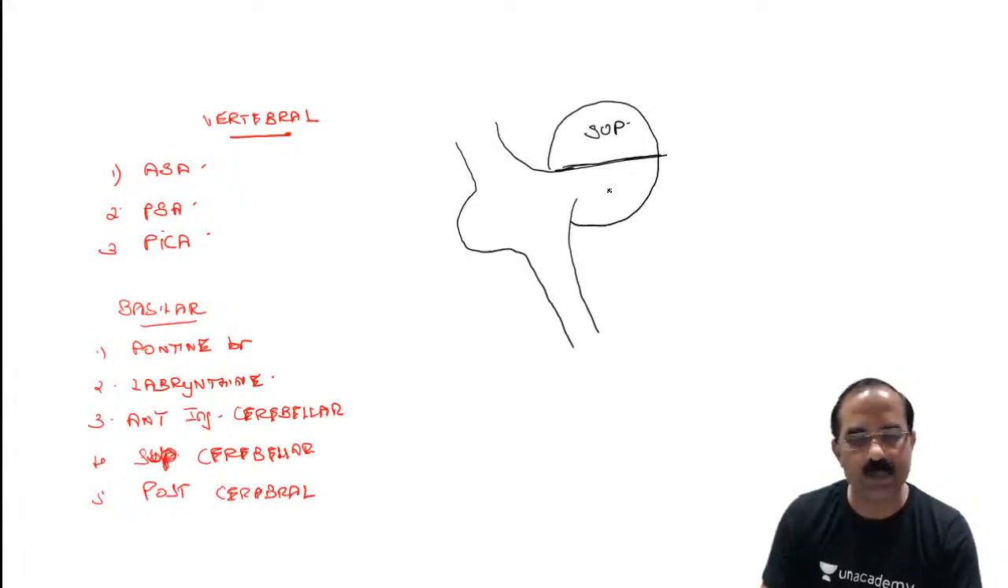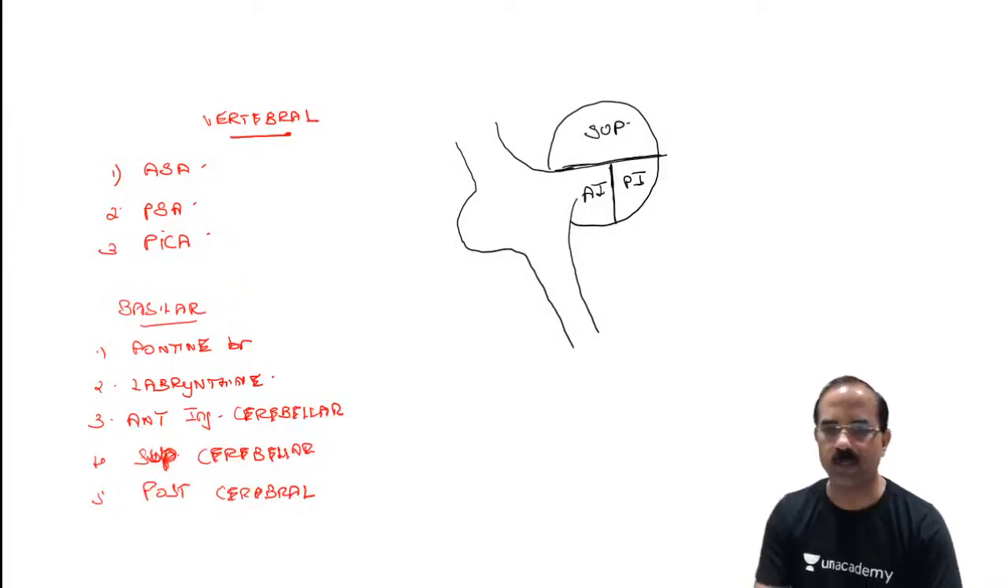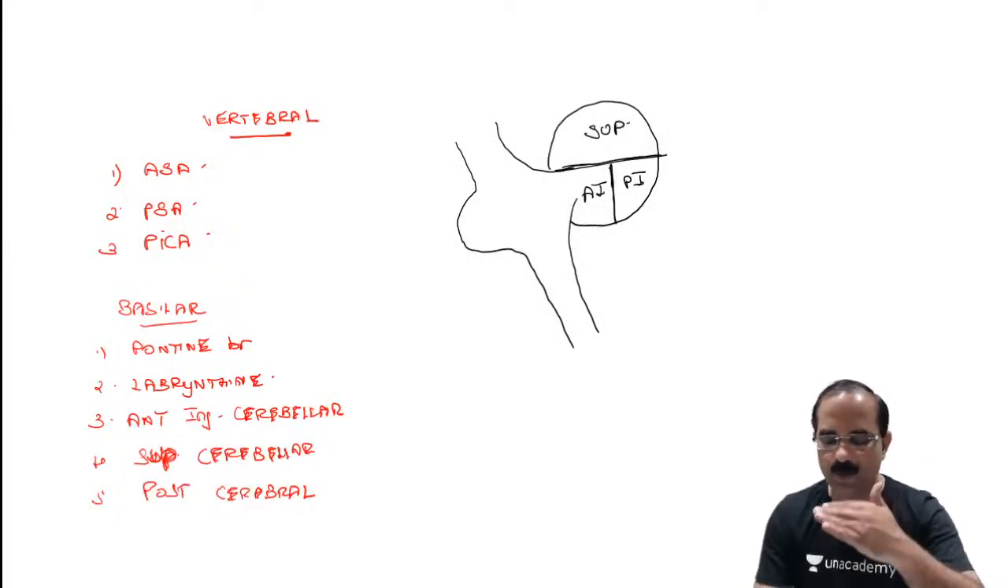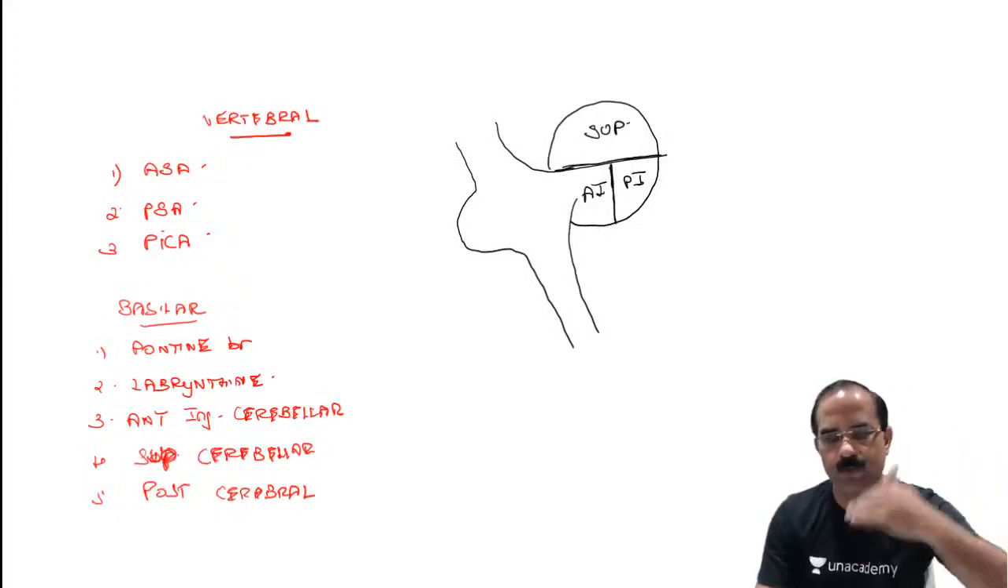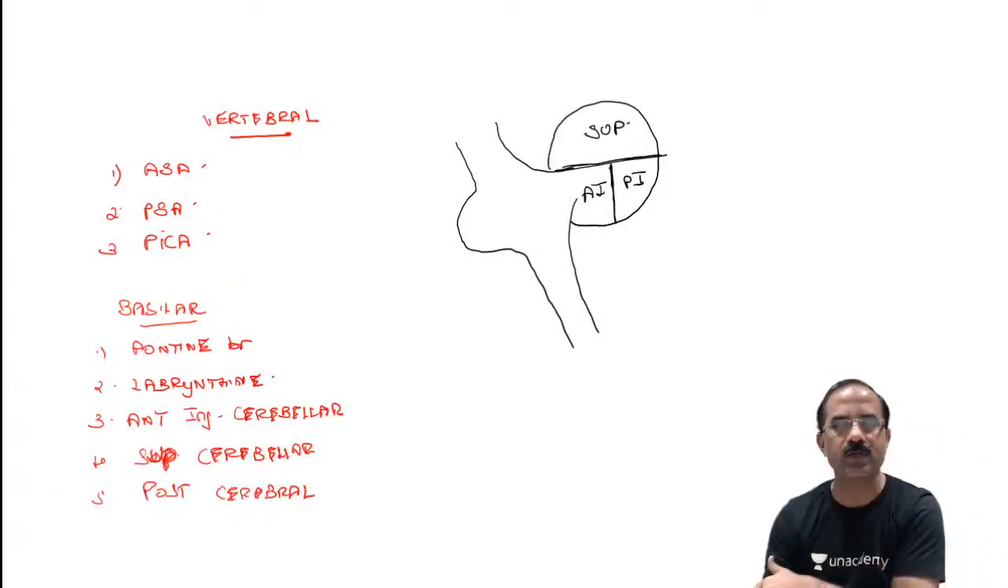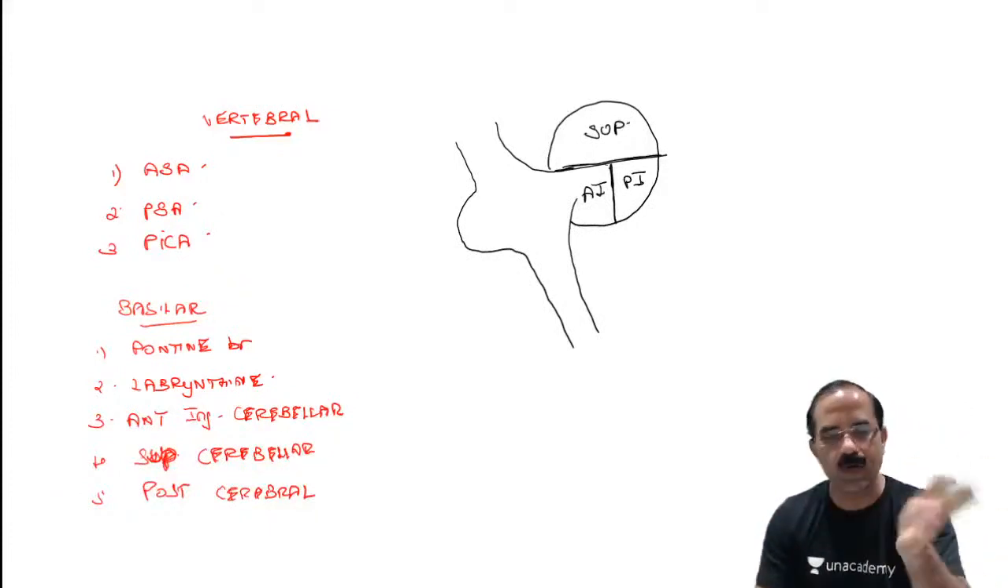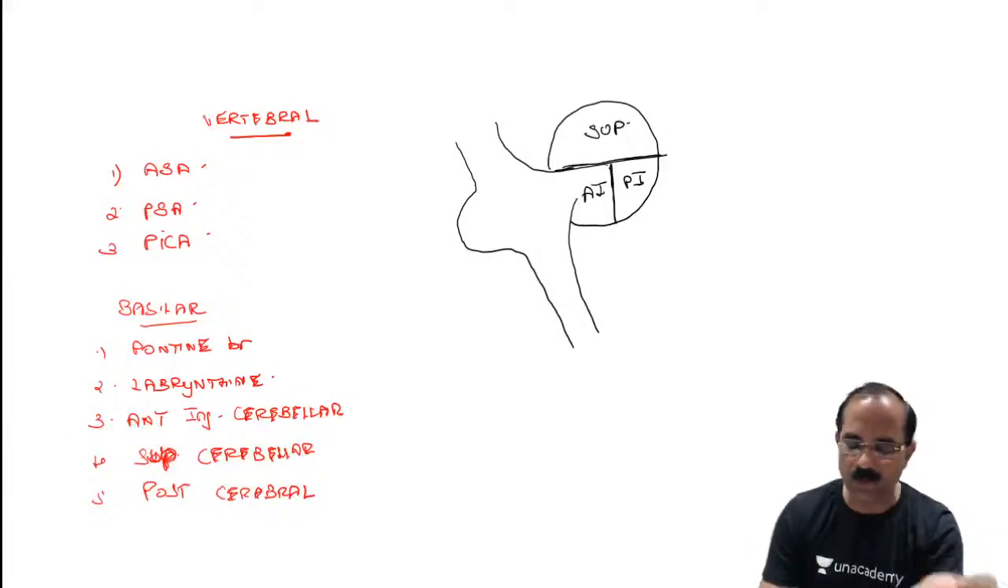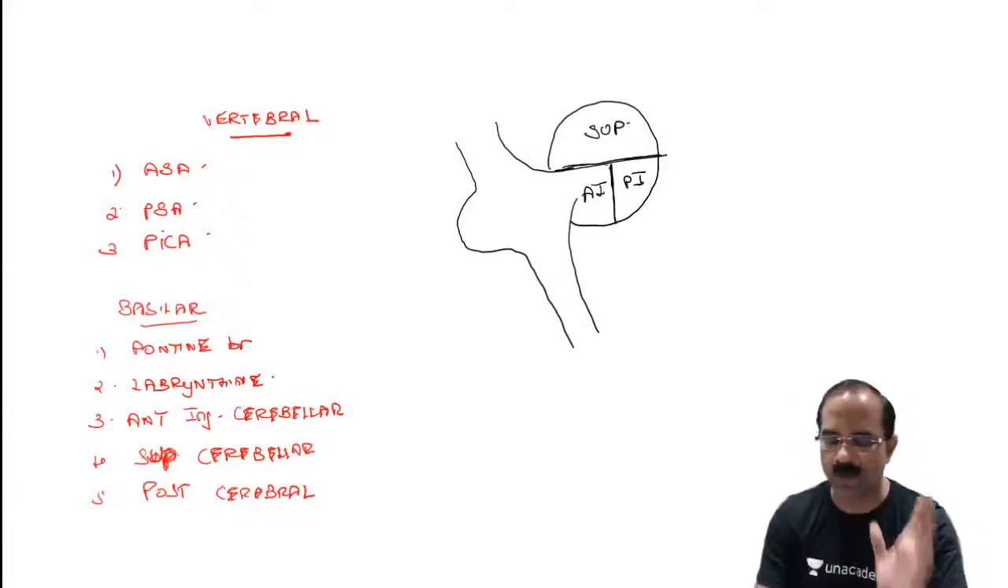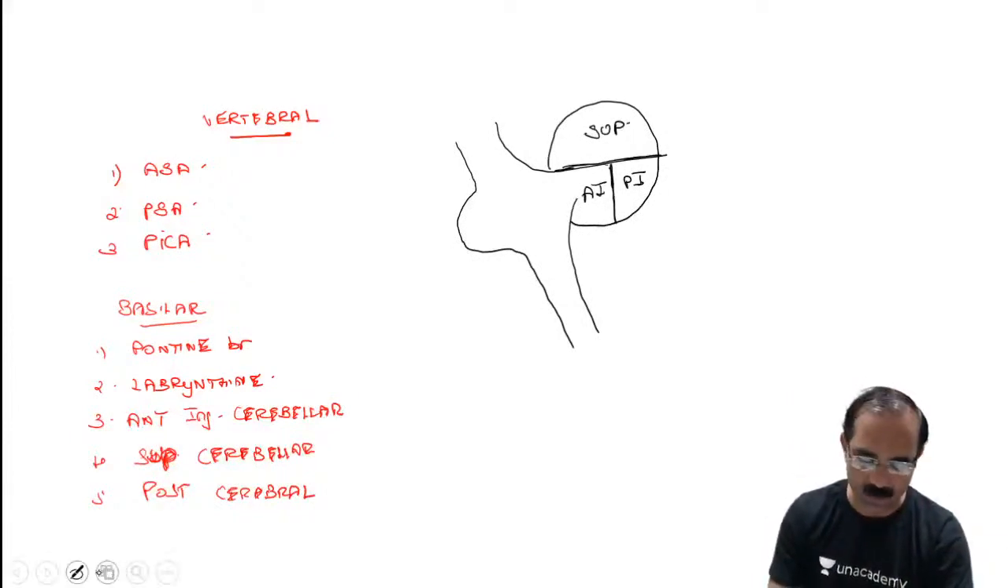What is this surface? Inferior. The inferior surface we divide into two halves. What is this? Anterior inferior. This is posterior inferior. So the cerebellum is divided into two halves, the superior surface and the inferior surface. The inferior surface is divided into two halves, anterior inferior and posterior inferior.